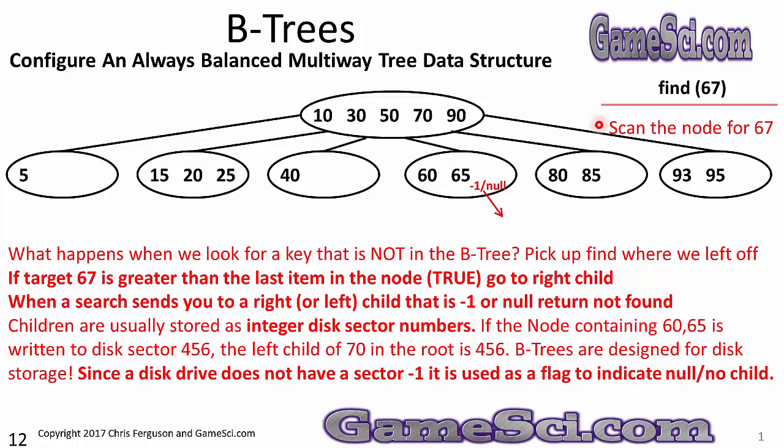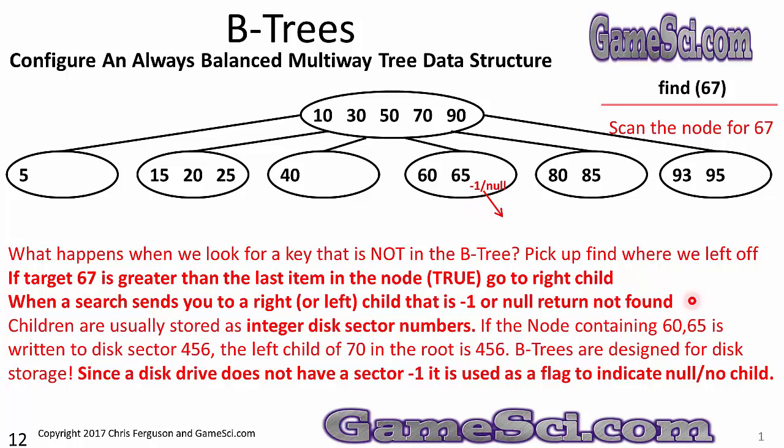What if we were scanning for the node for 67? What happens when we look for a key that is not in the B tree? Pick up find from where we just left off. If the target 67 is greater than the last item in the node, that's a true statement. We need to go to the right child of 65. When the search sends you to the right or a left child that is -1 or null, return not found.